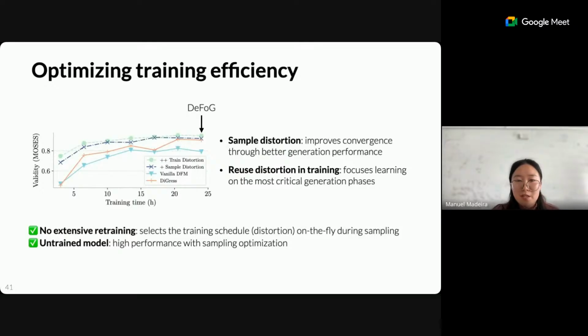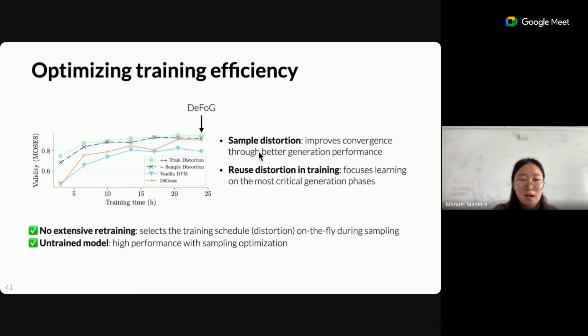In the end, we also want to mention that the proposed method also improves training efficiency. So we have the same observation as before in this figure. This figure shows a convergence of the Moses data set with respect to the training time. The vanilla DeFog DFM model does not function better than the DiGress model. But if we add those optimization methods, for example, the sample distortion, we can already improve the convergence by far, since now we have better generation performance.